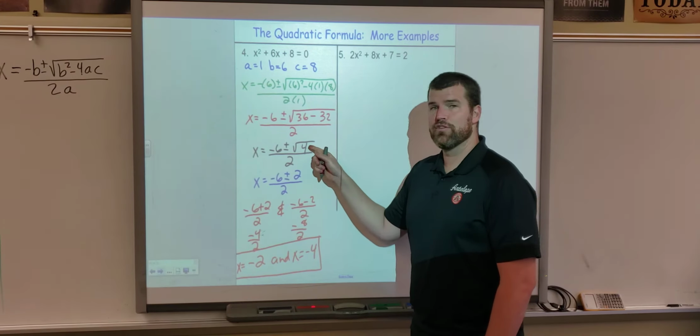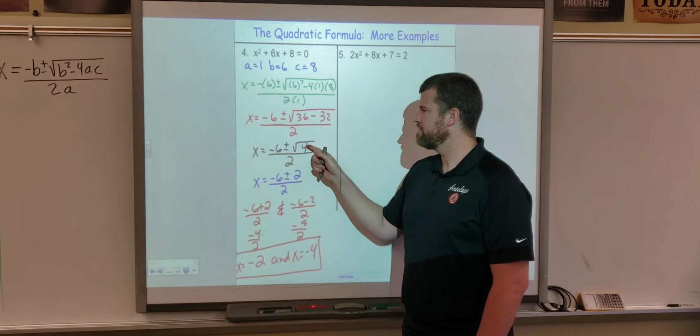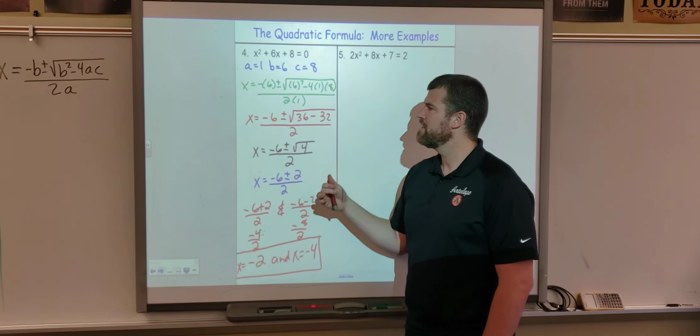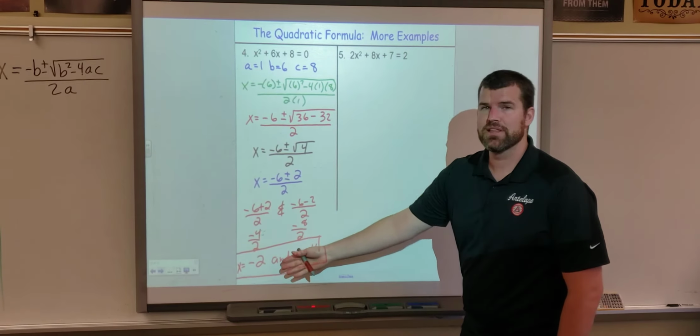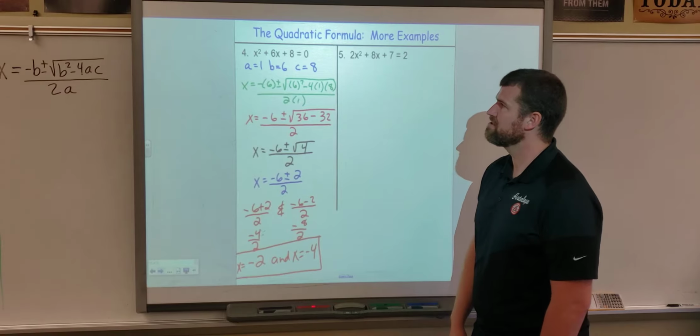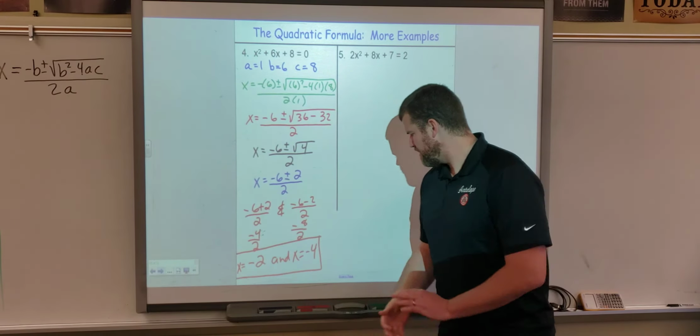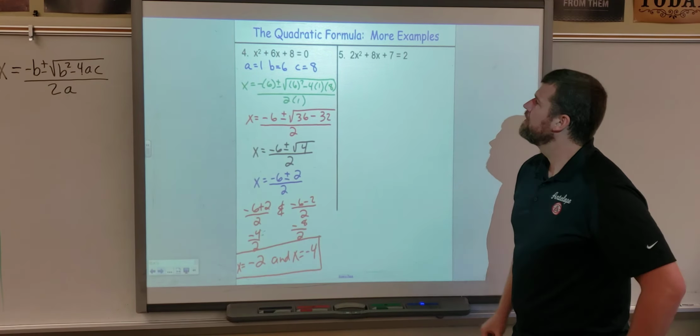If you end up with a perfect square here, where you can take the square root and get a regular number, that just means it was a problem that we could have factored, but the quadratic formula still gives us the 2 correct solutions. All right, last example.